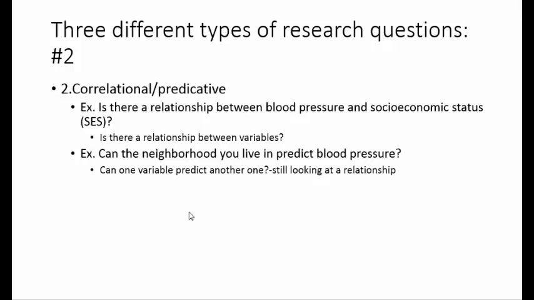Another type of question, as we talked about, is the correlational or the predictive one. So, for example, is there a relationship between blood pressure and socioeconomic status? And I think this was actually from the data that we had used in class the other day on SPSS. So we're just looking, is there a relationship between these two variables? And then also for predictive, in this relationship, can you predict the outcome?